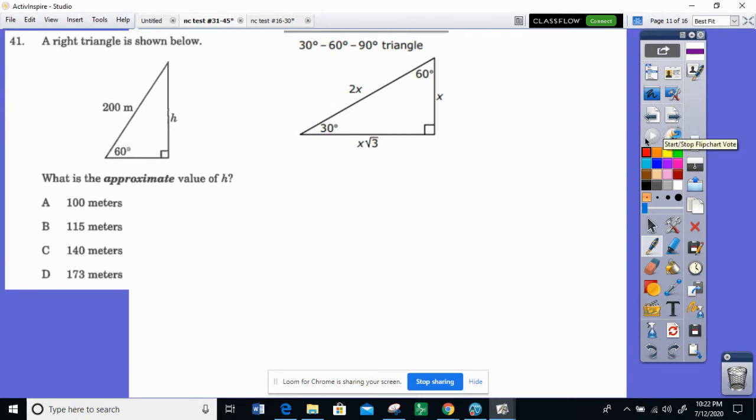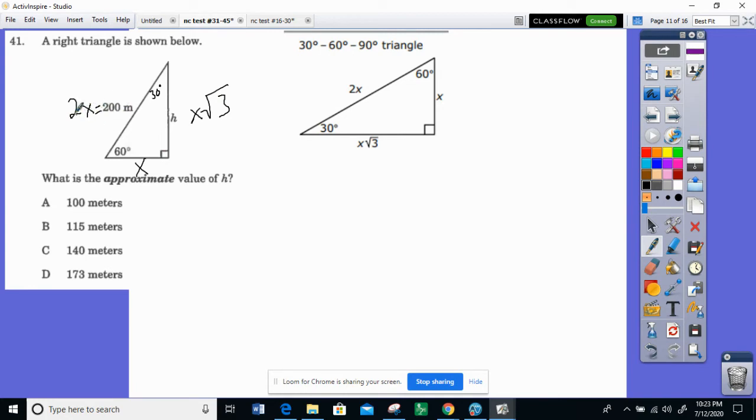Number 41 gives us a right triangle and asks us what is the approximate value of h. Well, since this angle here measures 60 degrees, we have a 90-degree angle here. That means that we're going to have a 30-degree angle up in the top. And on your star geometry chart, you're going to get the values for a 30, 60, 90 triangle. Across from 30 degrees goes x. Across from 60 degrees goes x times the square root of 3. And across from the 90-degree angle goes 2x.